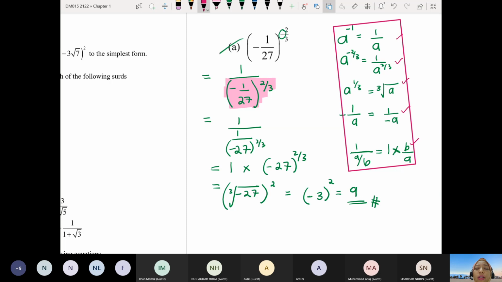Okay, lagi soalan lain. Okay, cuba tekan calculator sama tak? Dapat tak yang sama jawapan ni? Cuba tekan calculator. Tekan calculator, buat bracket betul-betul. Negative 1/27. And then kuasakan dengan negative 2/3. Dapat berapa?